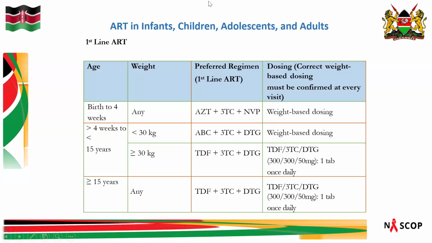So in terms of what we are using in treatment for all ages, you can see the first line, we are doing weight-based dosing, and the preferred first line is, for birth to 4 weeks, we use AZT, 3TC, and nevirapine. More than 4 weeks, we have those 2 regimens, ABC, 3TC plus DTG, or TDF, 3TC, DTG. And on the far left, you can see the weight-based dosing. Then above 15 years, any weight, we are using TDF, 3TC, and DTG.